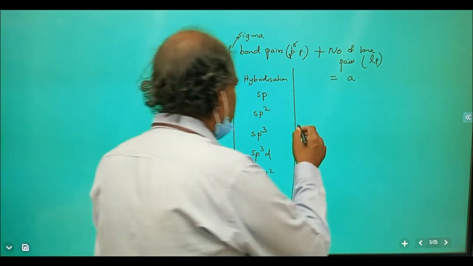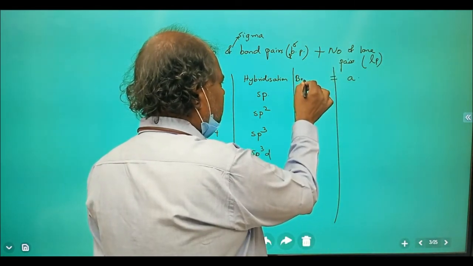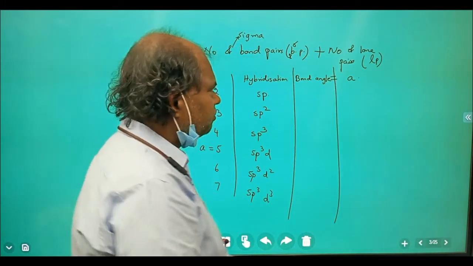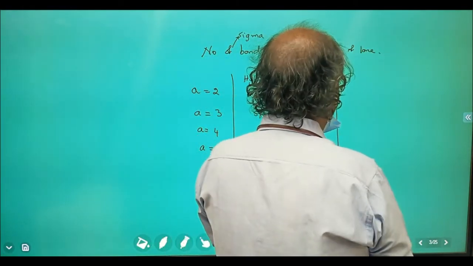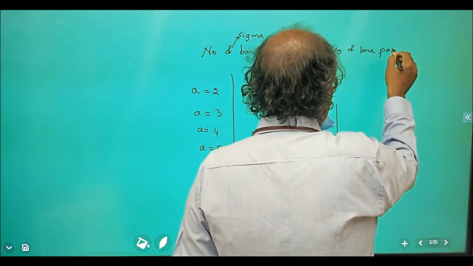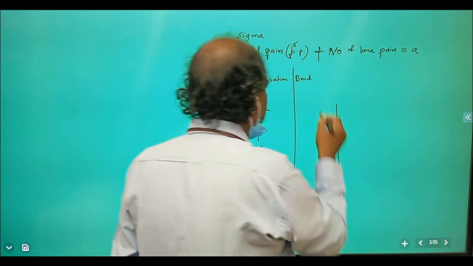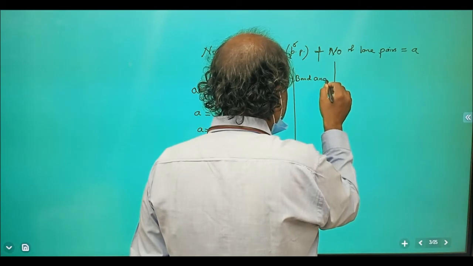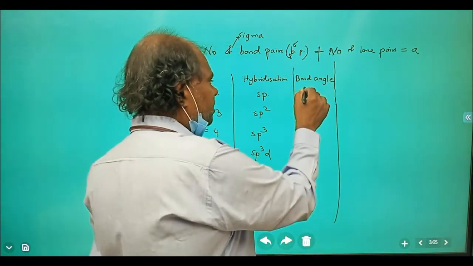Now, for SP, what will be the bond angle? The next thing you should know is the bond angle. Make this table. Please copy down this table. This table will be highly helpful for you. So I will tell you the bond angle. For SP, you will get a bond angle of 180.